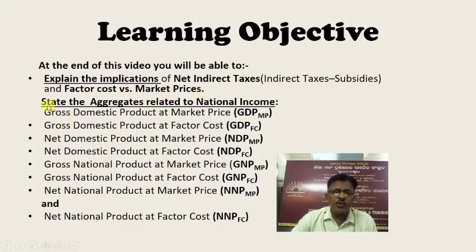And you will also be able to state the aggregates related to national income, all these 8 aggregates: GDP at market price, GDP at factor cost, NDP at market price, NDP at factor cost, GNP at market price, GNP at factor cost, NNP at market price, and NNP at factor cost.